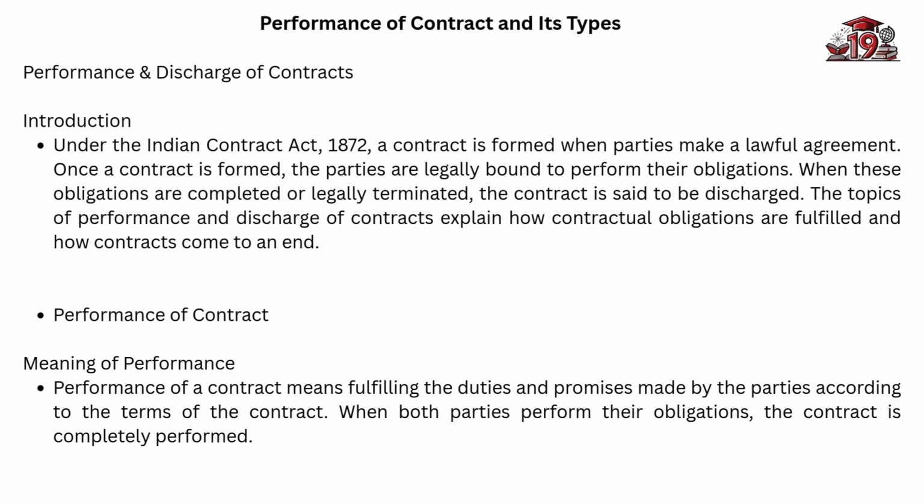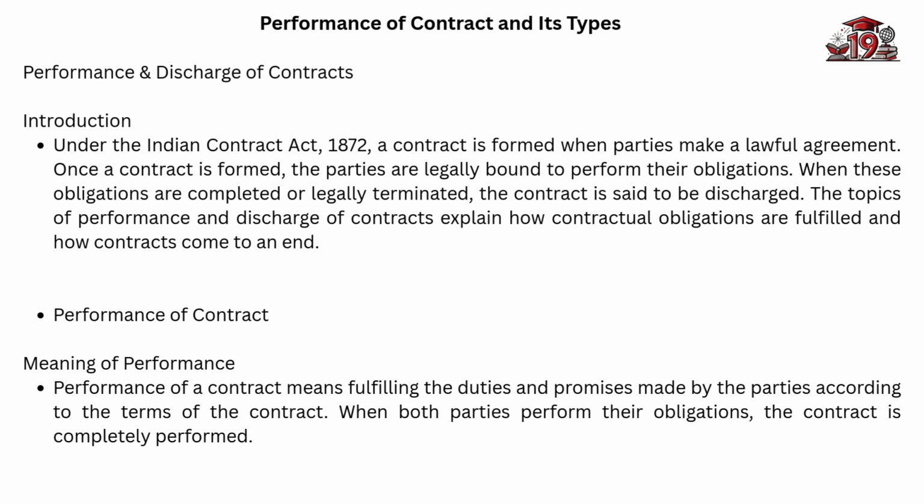Introduction. Under the Indian Contract Act, 1872, a contract is formed when parties make a lawful agreement. Once a contract is formed, the parties are legally bound to perform their obligations. When these obligations are completed or legally terminated, the contract is said to be discharged. The topics of performance and discharge of contracts explain how contractual obligations are fulfilled and how contracts come to an end.